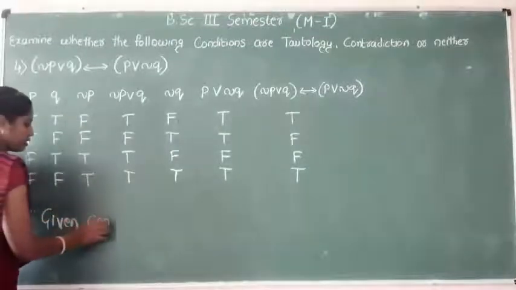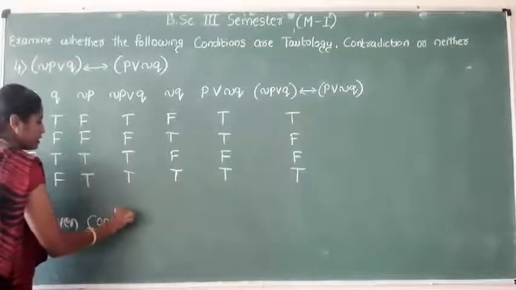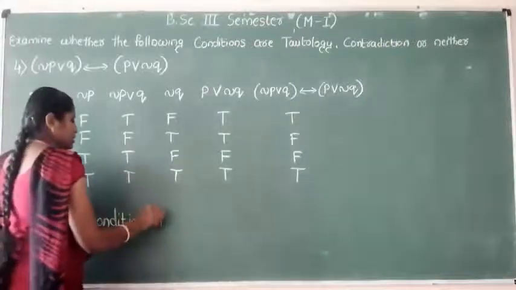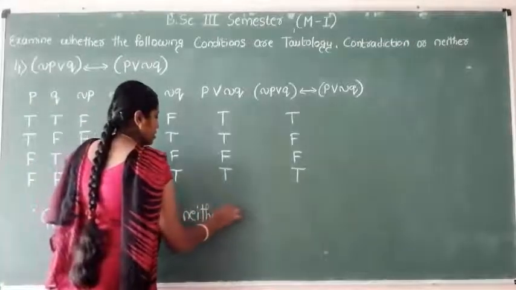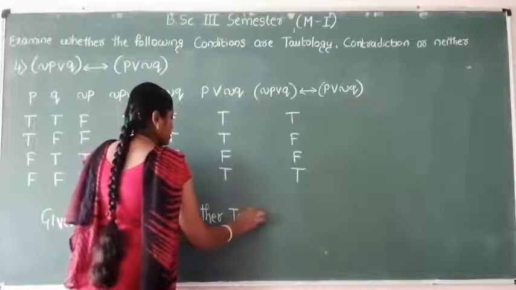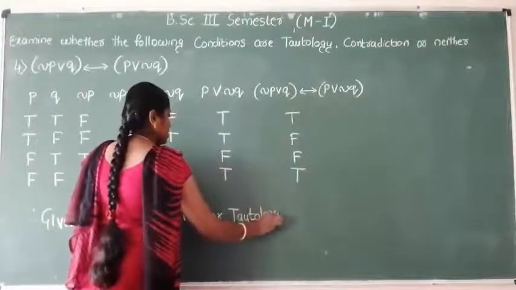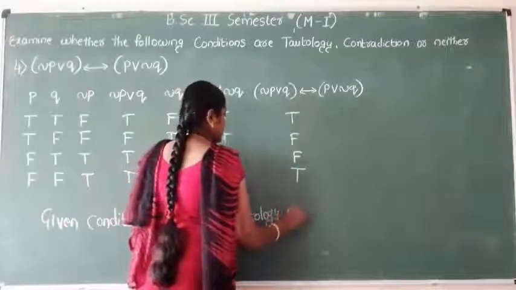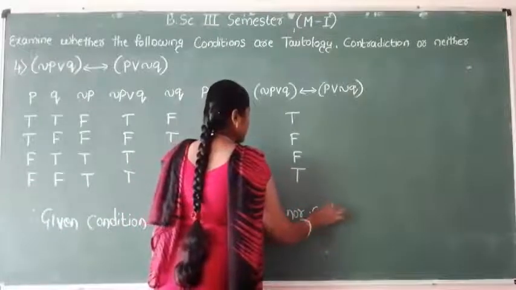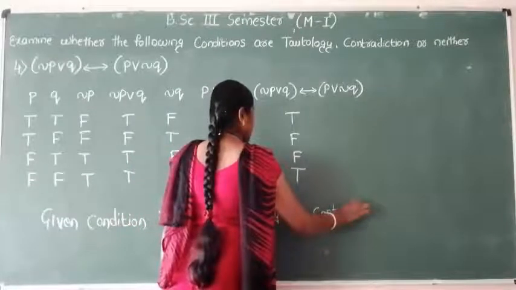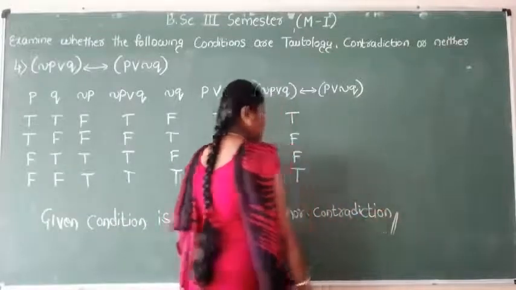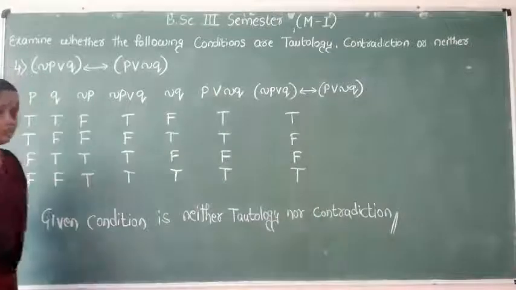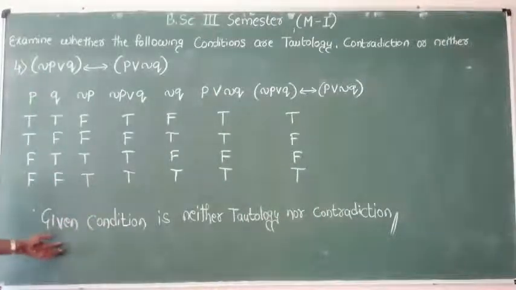Therefore, the given condition or proposition is neither a tautology nor a contradiction. Got it? So, this is the fourth example of tautology and contradiction.